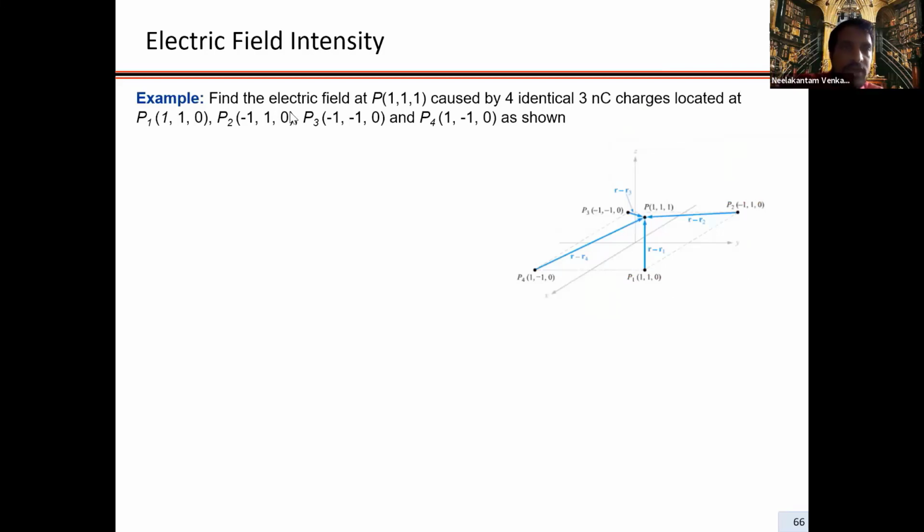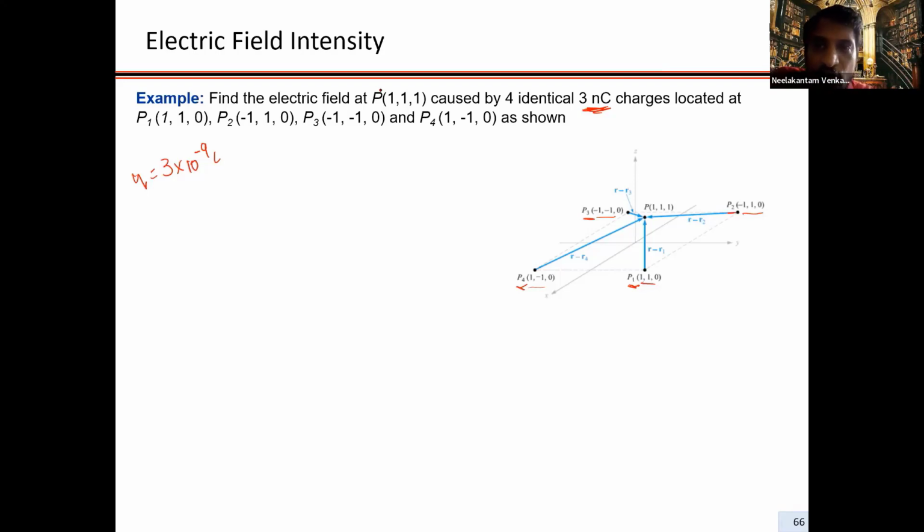So let's do this problem where you're having four different sources: P1, P2, P3, P4. The coordinates are given: (1, 1, 0), (-1, 1, 0), (-1, -1, 0), (1, -1, 0), and four identical charges. Each of the charges is plus 3 nanocoulomb, so 3 times 10 to the power minus 9 coulomb.